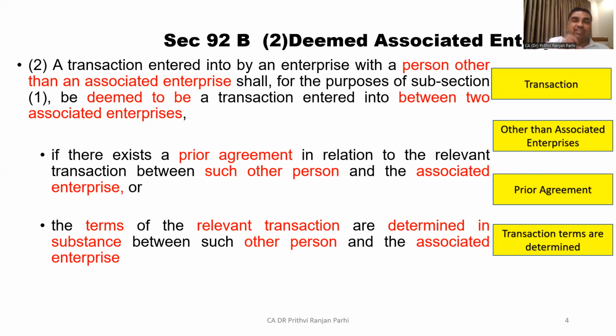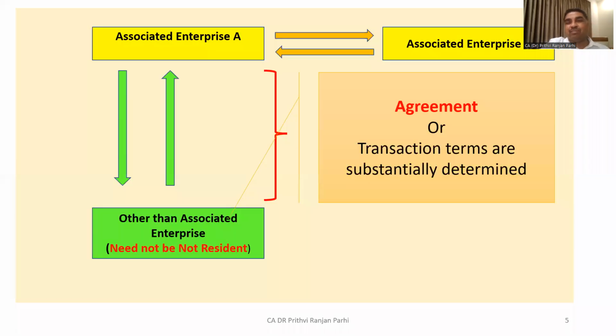If any of these conditions are there, then even if the transaction is with a party which is not an associated enterprise, still it will be treated as a transaction between associated enterprises. To explain that concept, let me show you this picture. It will be easier for you to understand.